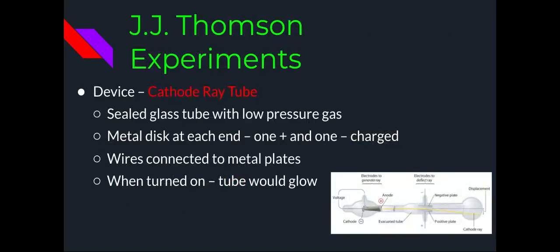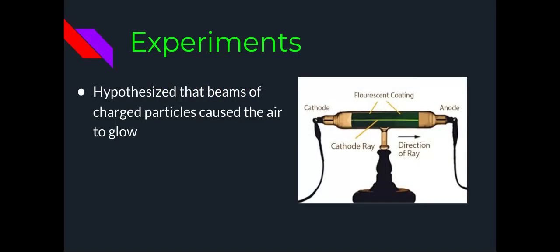He did an experiment with a device called the cathode ray tube, which is a sealed glass tube with a low pressure gas inside of it. It has a metal disc at each end. One of them is positive and one has a negative charge. Wires are connected to the tube. When it turned on, the tube would actually glow because the particles within the gas would be charged. He hypothesized that beams of charged particles cause the air to glow.